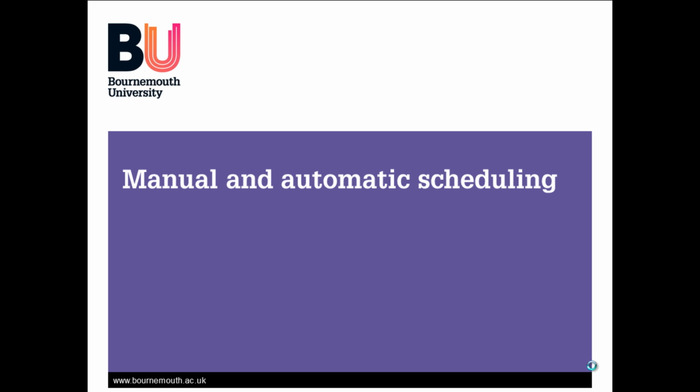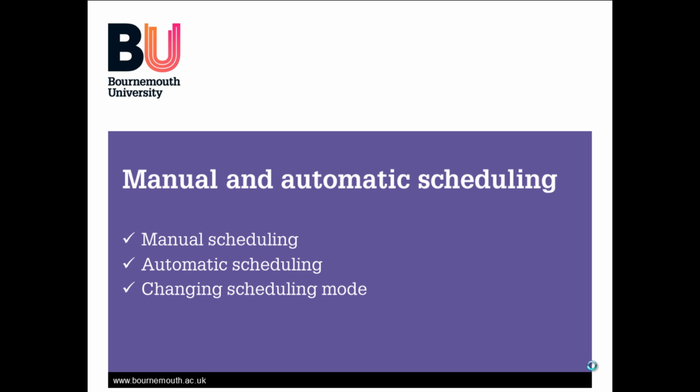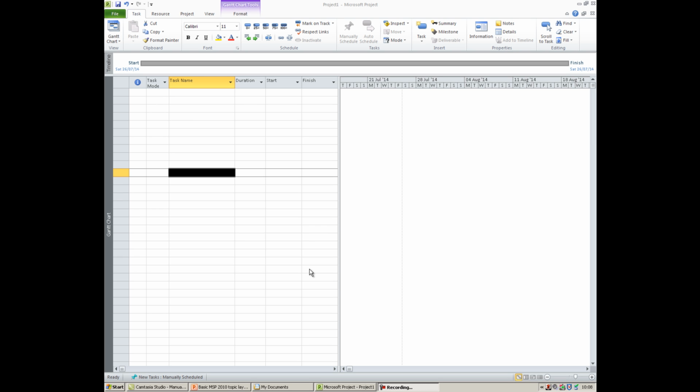In this section we'll be looking at manual and automatic scheduling. We'll be looking at manual scheduling, automatic scheduling, as well as changing scheduling mode. So an important concept to understand in Microsoft Project is manual and automatic scheduling, and you'll be able to choose between these two scheduling modes as well as using a combination of both.